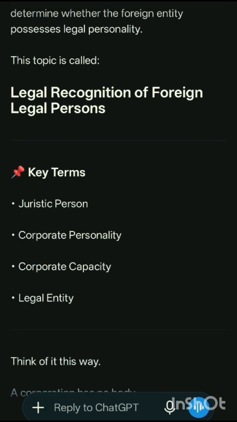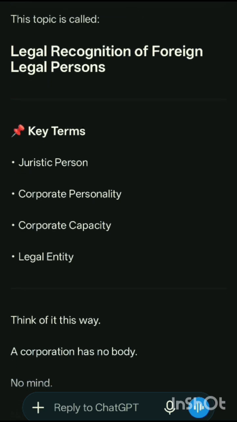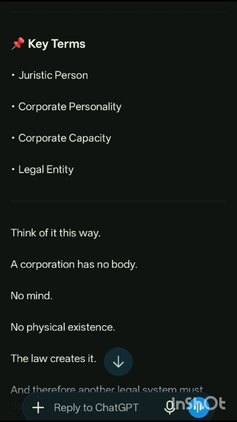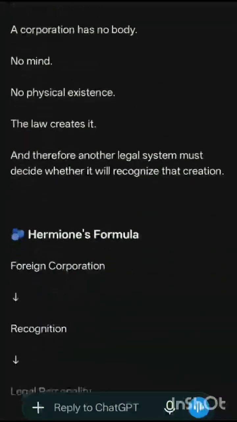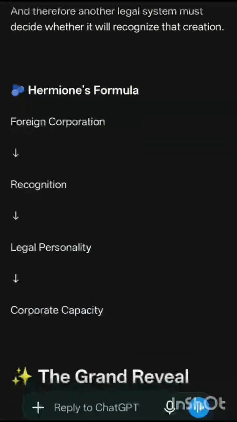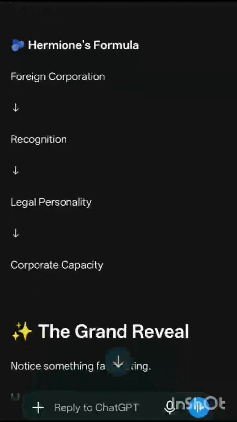This topic is called legal recognition of foreign legal persons. Key terms: juristic person, corporate personality, corporate capacity, legal entity. Think of it this way: a corporation has no body, no mind, no physical existence. The law creates it, and therefore another legal system must decide whether it will recognize that creation. Hermione's Formula: Foreign Corporation, Recognition, Legal Personality, Corporate Capacity.